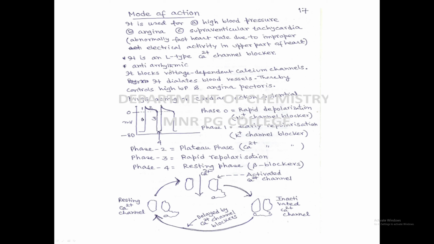Now if this medicine blocks this calcium channel, what happens? Blood vessels become wider. It dilates blood vessels, and so the BP drops. These are the main important points regarding the mode of action of S-verapamil.